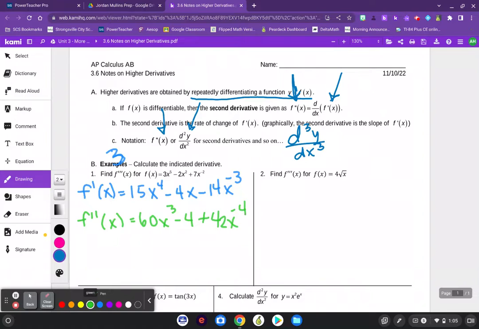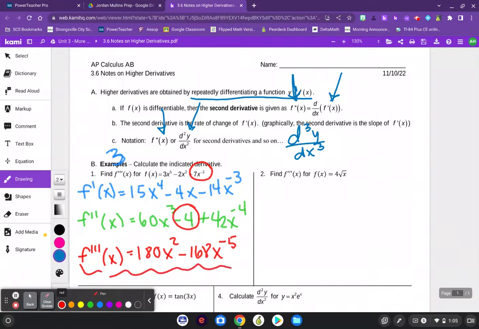And then I'm going to take the derivative of that, and that would be my third derivative, f triple prime. And so now I'm going to do 60 times 3, which is 180, x squared. The derivative of my constant is 0. And then negative 4 times 42 is negative 168, x to the negative 5. And I'm going to leave it like that since I was given a negative exponent, and this would be my final answer. All right, so not so bad.